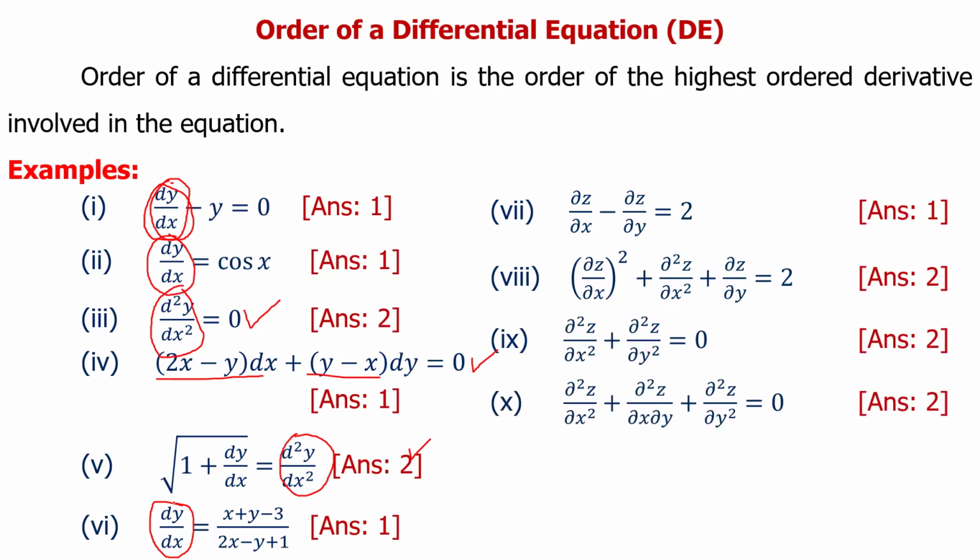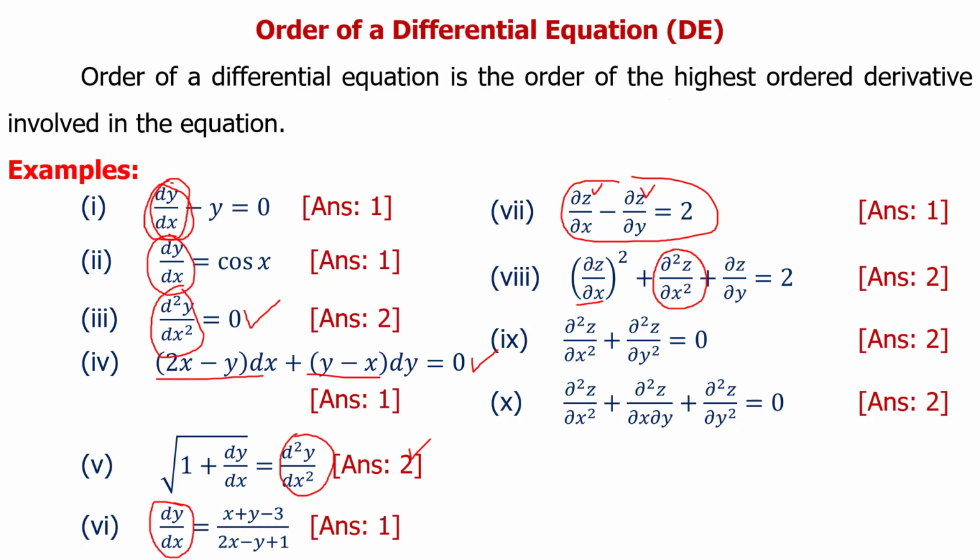Similarly, we have other examples. Look here. These are partial differential equations, but in both cases the order of the derivative is 1 only. Now here, just look: (∂z/∂x)², ∂²z/∂x, ∂²z/∂x². As per the definition of order of a differential equation, the highest order derivative present in the given differential equation gives the order of the differential equation.